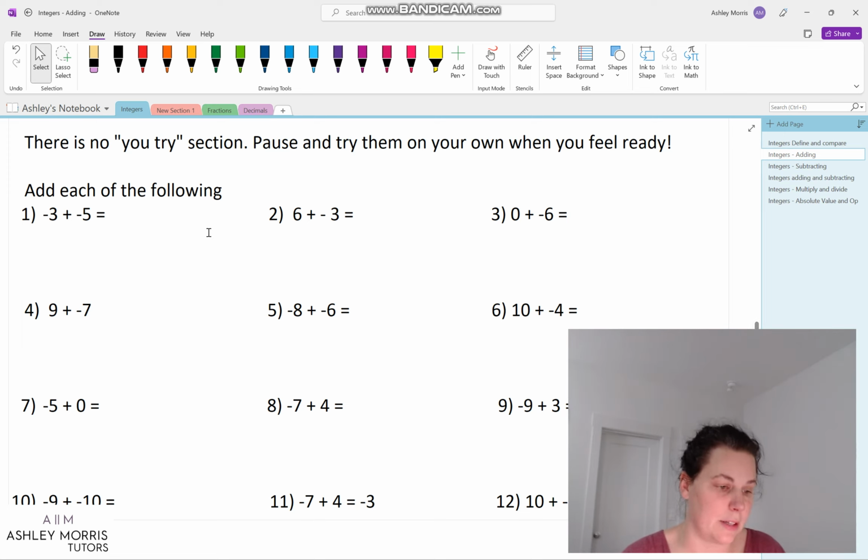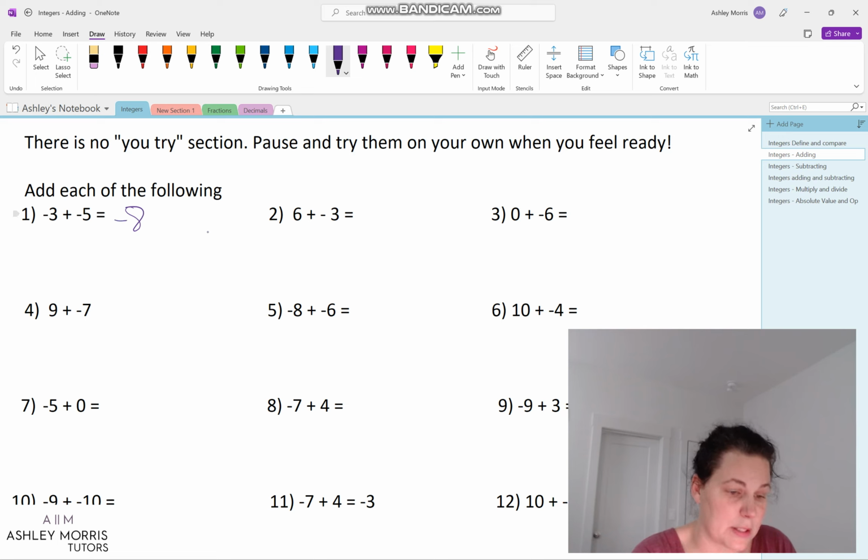Negative 3 plus negative 5. Same signs, we're going to add them and then keep the sign. Or if you think about it, you owe me $3 and you owe me $5, so altogether you're going to owe me 8. 6 plus negative 3. Different signs, so subtract and keep the sign of the bigger number. Or you have $6, you owe me 3. So once you take care of your debt, you have $3 left.